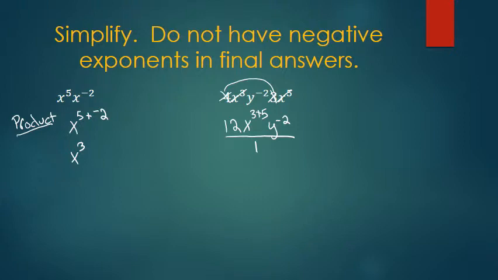Okay, so now I'm going to combine. So I have 12, x to the 3 plus 5, which is x to the 8. Now, in order to turn y to the negative 2 positive, I need to move it down below. It started in the numerator, so it needs to move to the denominator. So I get y squared. So this is my final answer.